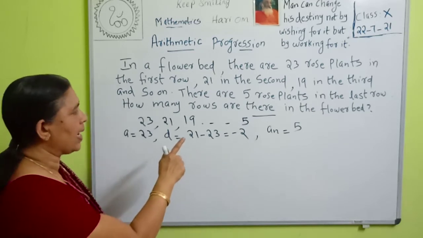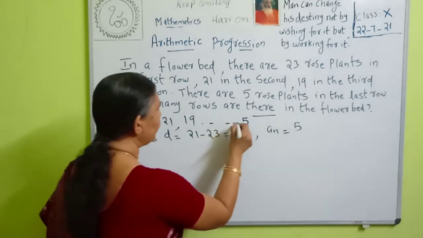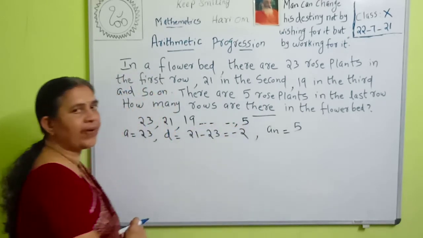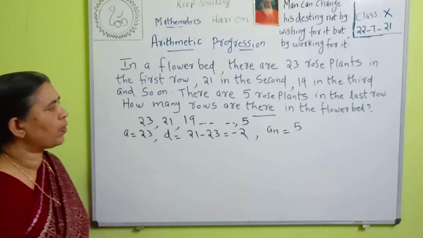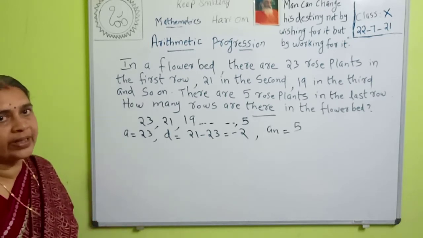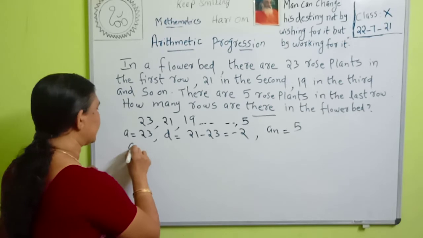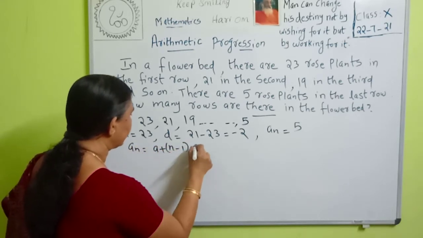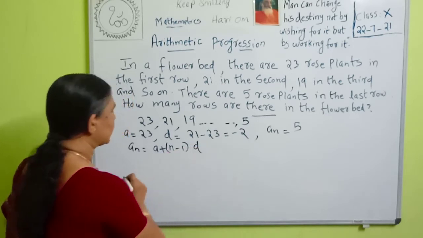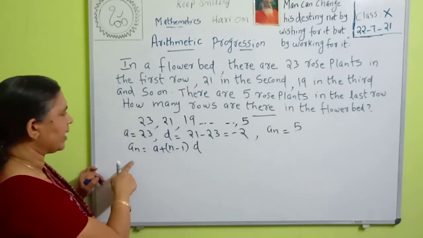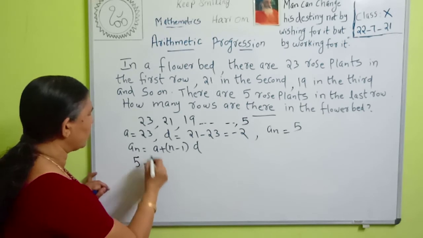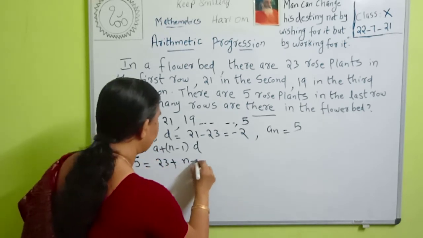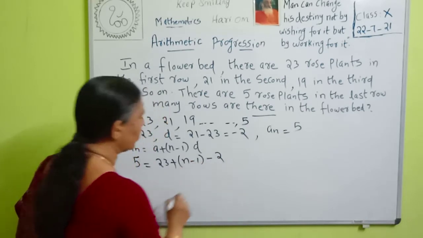Remember it. Then the last term is An is equal to 5. Then how many rows are there in the flower bed? You are asked to find the value of n. Here An is equal to a plus n minus 1 into d. Now substitute the values. An is equal to 5, is equal to 23 plus n minus 1 into minus 2.